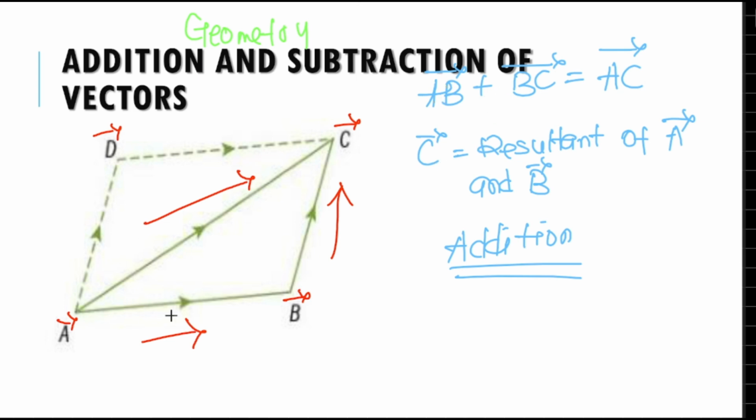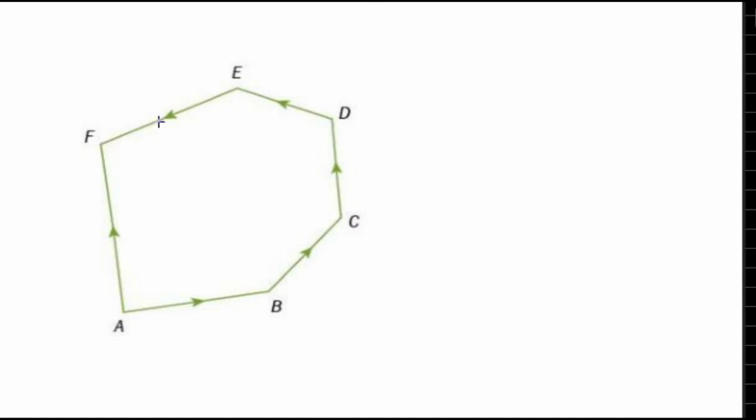So also we can add the other one here. We can say that AD plus DC equals AC. If we go in the other direction, AD plus DC equals AC as well. Okay, so that is addition of vectors.